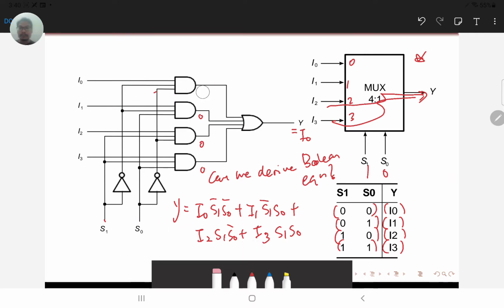Okay, so in the case that we give a 1, 1, we are expecting our y to equal I3. We can see here that if it's a 1, 1, this one will be 0, this one also will be 0, this one will be 0, so y is actually equal to I3, S1 is 0, which equals I3.